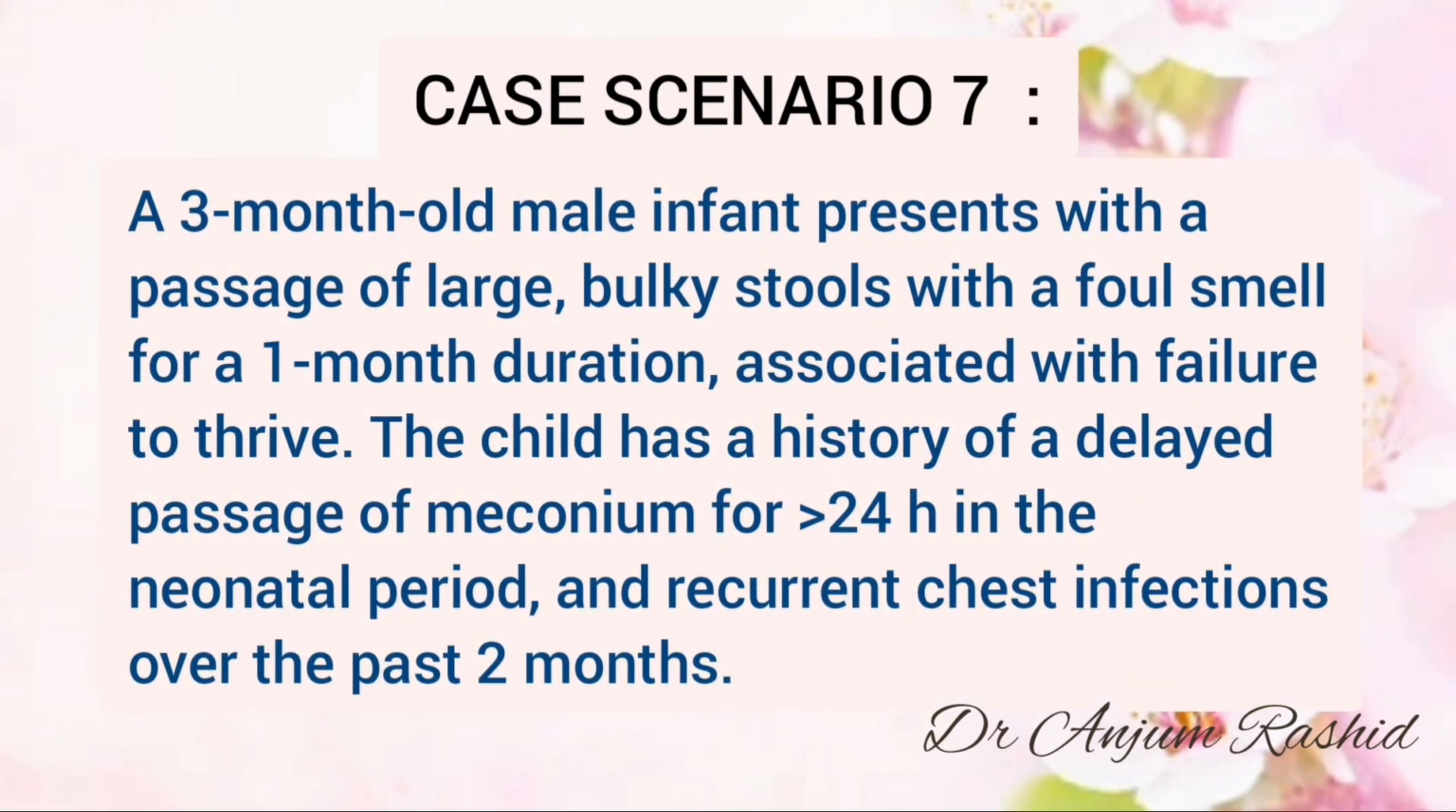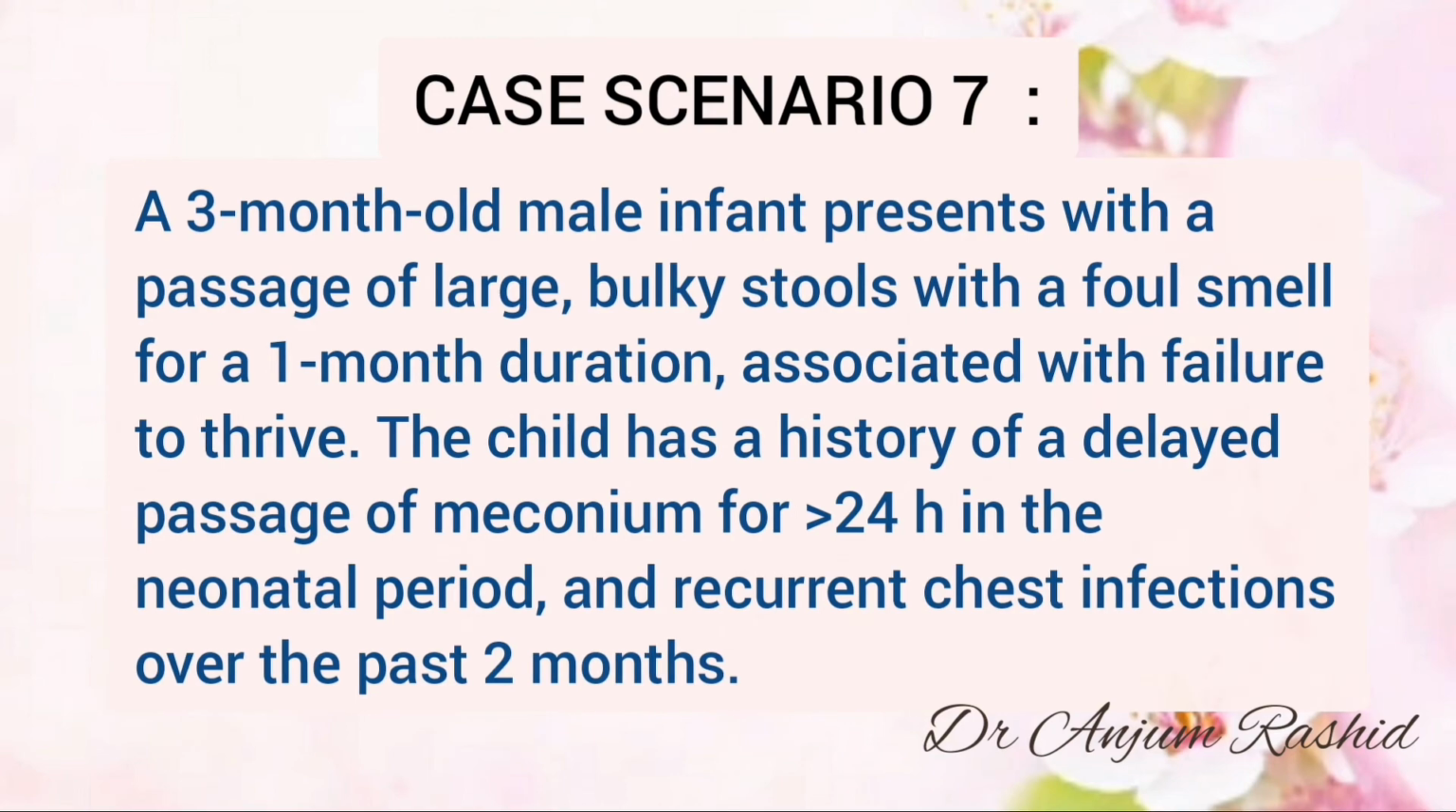Now case number 7. A 3-month-old male infant presents with a passage of large bulky stools with a foul smell for 1 month duration. This is associated with failure to thrive. The child has a history of a delayed passage of meconium for more than 24 hours in the neonatal period and recurrent chest infection over the past 2 months.